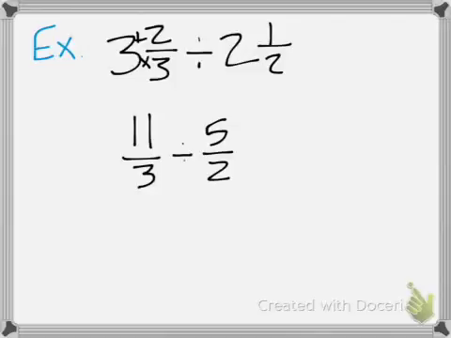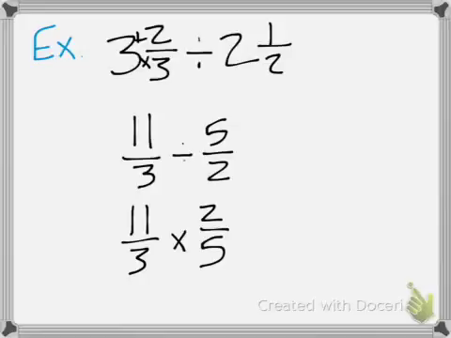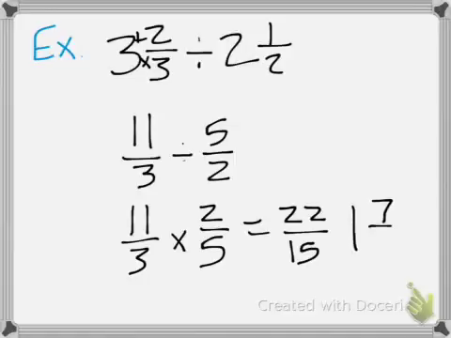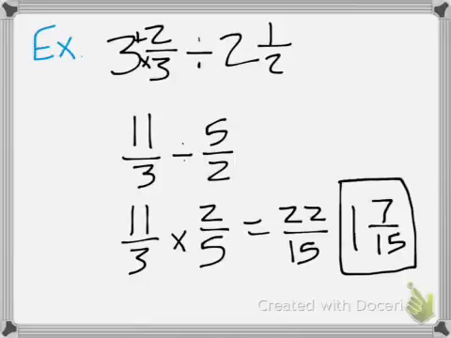So we've got 11/3 times 2/5, because that is the reciprocal of 5/2. We look to see if anything can cross cancel. In this case, nothing can. So I'm going to multiply across. I'm going to get 22/15. Now when I simplify 22/15, 15 is going to go into 22 once, and I'm going to have 7 left over, which means my answer is 1 7/15, which cannot be simplified any further. So that is my answer in simplest form.